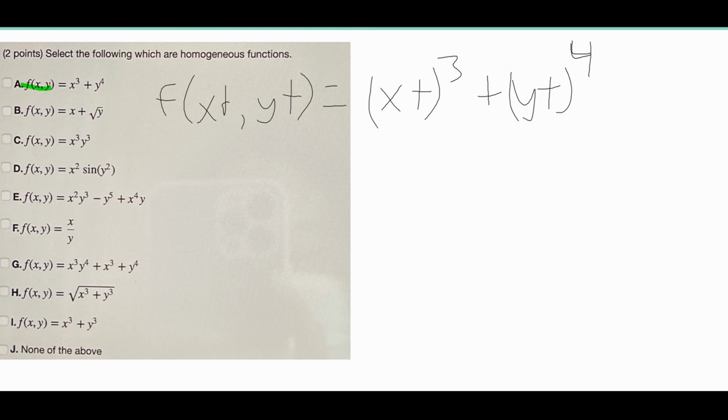Now, to see if it's homogeneous or not depends on if we can factor this variable out and be left with our original problem. So if we factor a t out of here, we can see that our lowest power is the cubed. So we're going to factor out a t cubed. And we're going to be left with an x plus yt inside of here. This should be y to the fourth t.